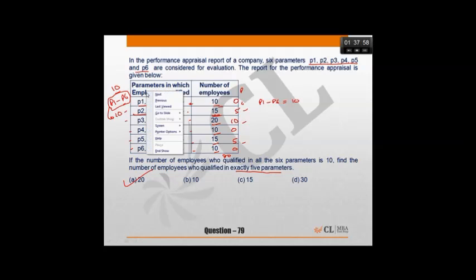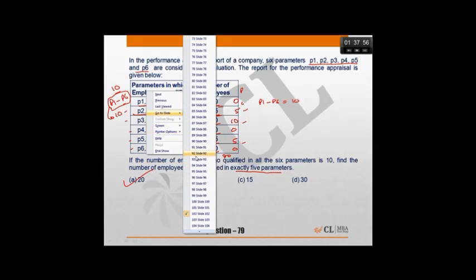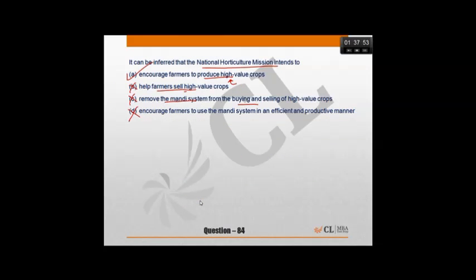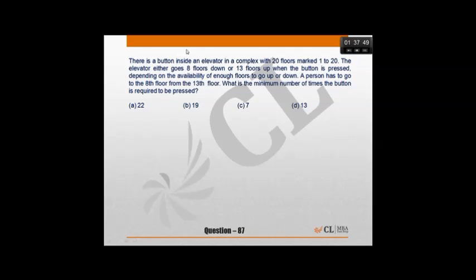Let me quickly look at both of them also. 87: there is a button inside an elevator in a complex with 20 floors marked 1 to 20. The elevator either goes 8 floors down or 13 floors up. So it is either -8 or +13 when a button is pressed, depending on the availability of enough floors to go up or down. A person has to go to the 8th floor from the 13th floor. The gap between them is 5.